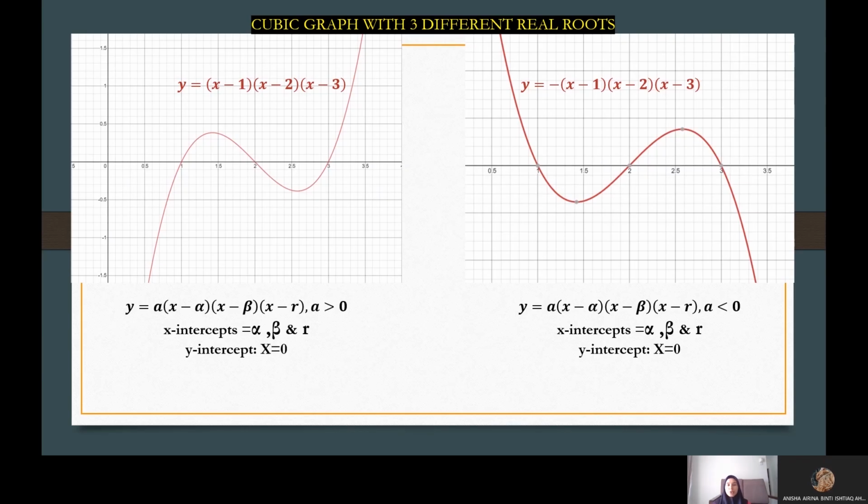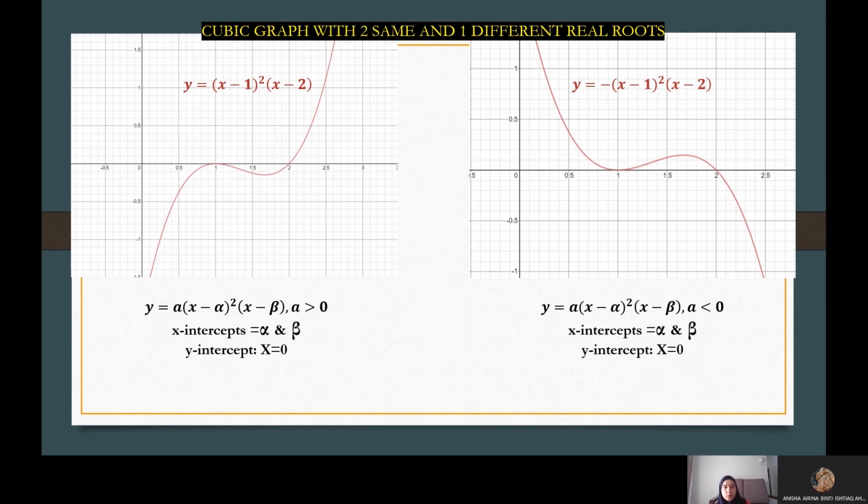Okay, here we have the cubic graph with three different real roots. The intercepts follow the three roots that we get in the equation. This is the basic form of the equation, and the intercepts will follow alpha, beta, and gamma.